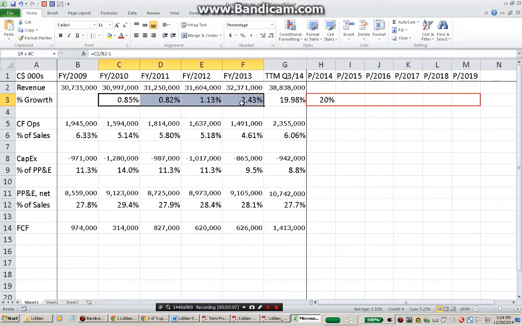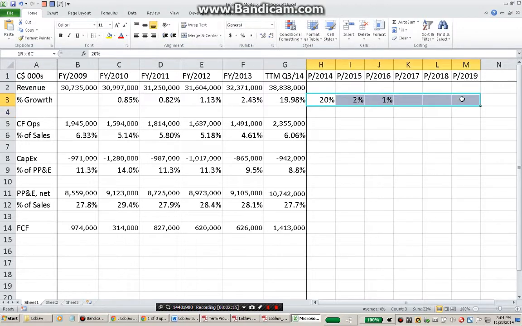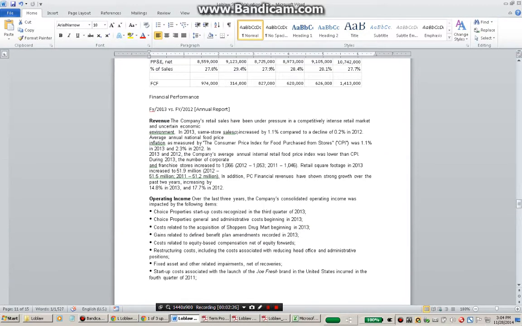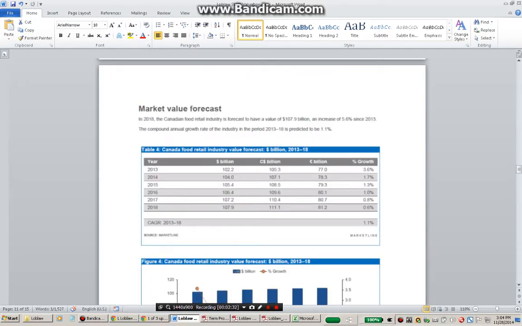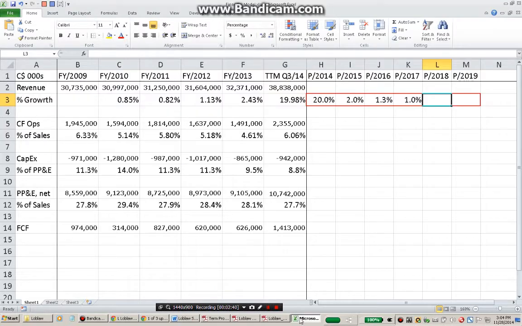So we're going to kind of use that number going forward. They're doing well. Average is 1.3. So we'll say 2, 1.3. So add a decimal here, and then the CAGR growth. Okay, here's the forecasted growth. 1.7, 1.3 in 2015, 1.3. So let's go with that.